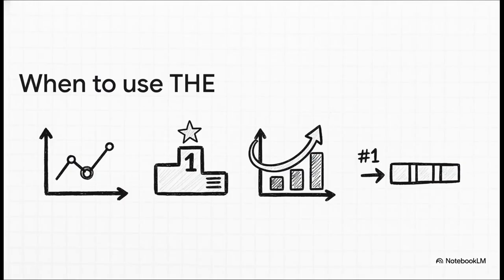To make this even easier, think of this as your personal cheat sheet for using the. Are you pointing to a specific bar on the graph? Use the. Are you mentioning the highest point, or maybe the lowest? You need the. What about the overall trend? Well, there's only one of those, so it's unique. It gets the. This little list honestly covers almost every single situation you'll run into in Task 1.